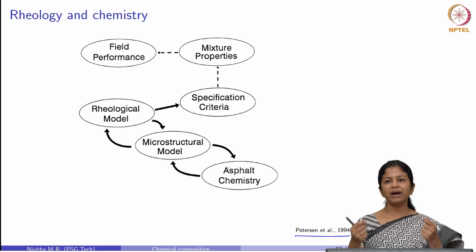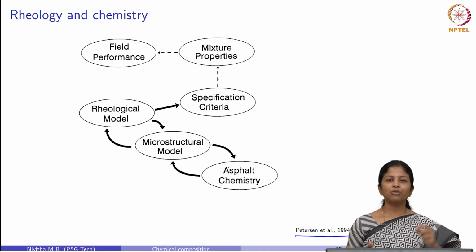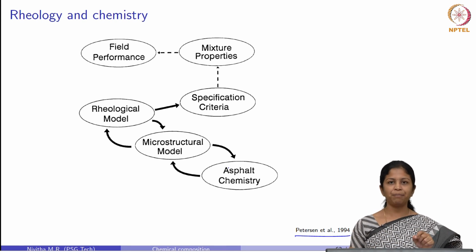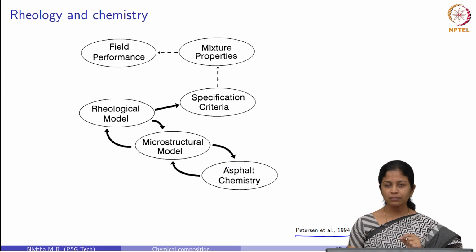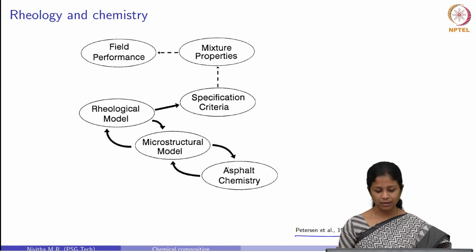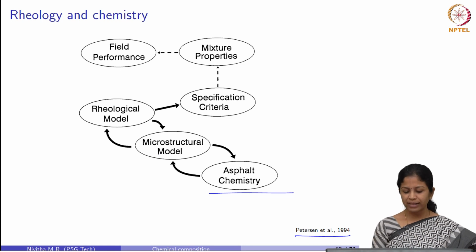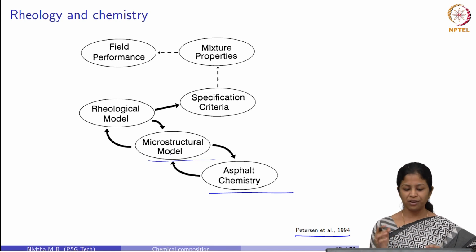So, even if we have two binders and we want to compare their performance, depending upon the location where the binder is used, its performance is going to be different. So, correlation between chemical composition and rheological properties is the first step, then rheological properties to field performance is the second step. We also have a small step here which is the mixture properties. So, establishing this big link is very complicated as far as bitumen is concerned. People say that we have asphalt chemistry, and based on that chemistry, we try to propose a microstructural model, a model to describe the microstructure of bitumen.